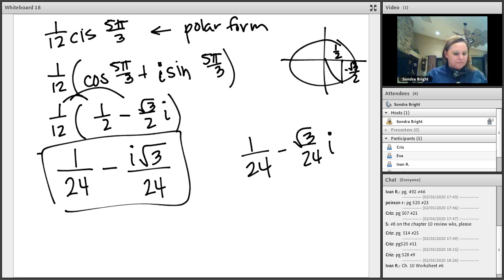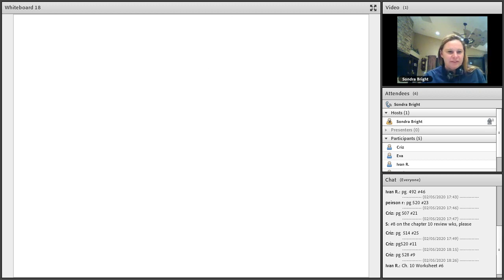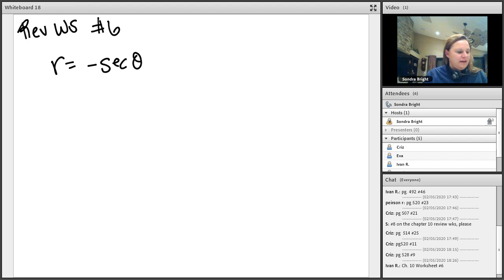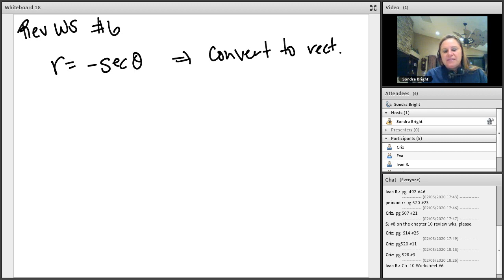Worksheet number 6. Oh yeah, that's a good one, huh? That was quiz. Worksheet number 6. Okay. Oh, same type of problem. Perfect. Okay, so review worksheet number 6 says r equals negative secant of theta. And since it's in r's and thetas, they want us to convert to rectangular, which means x's and y's.